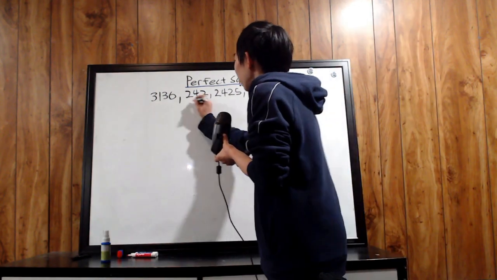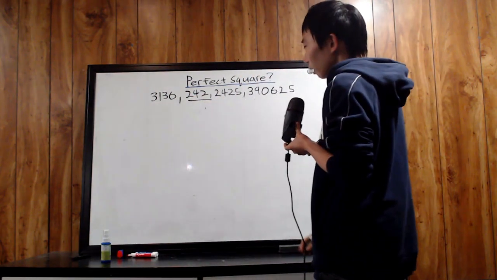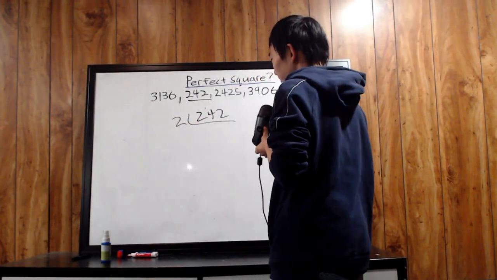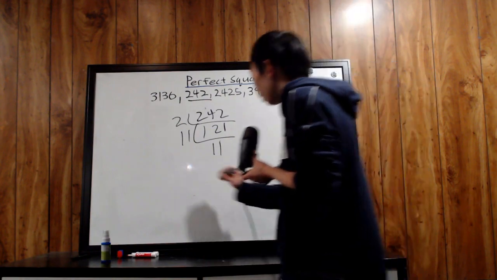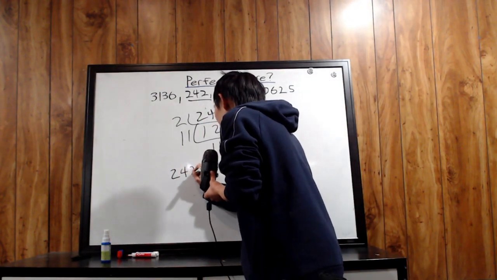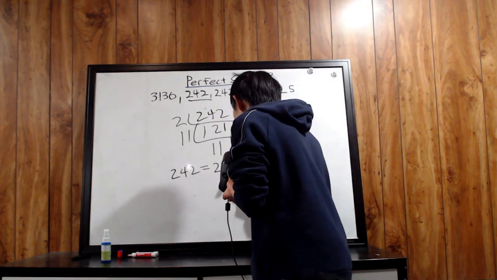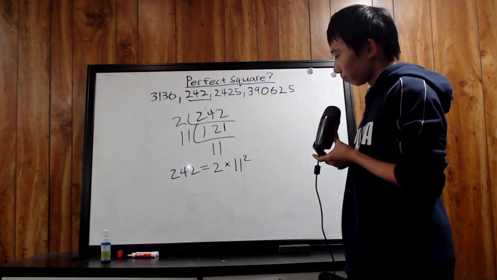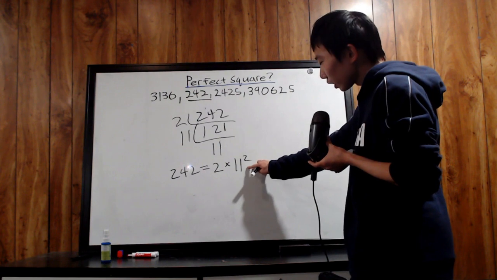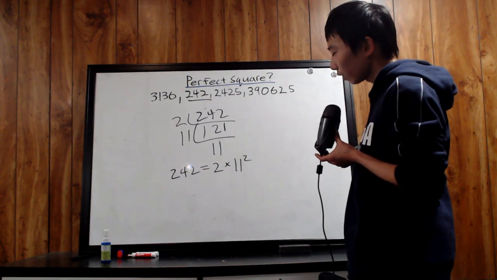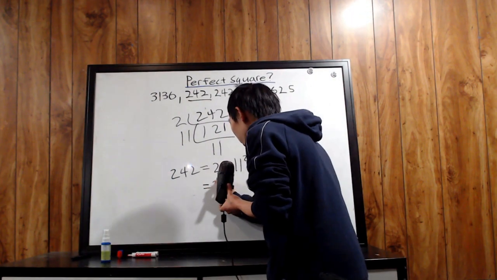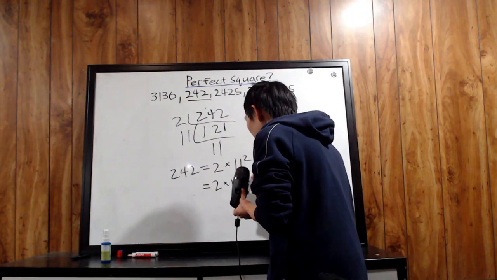Now, 242. Is this a perfect square? Well, let's take the prime factorization of 242. It is equal to 2 times 11 squared. Now, we can split this 11 squared into 11 times 11. That's nice. So we can split it up as 2 times 11 and then times 11.